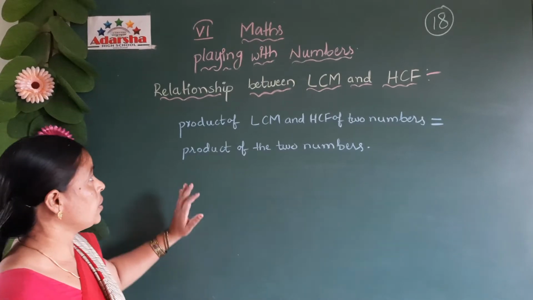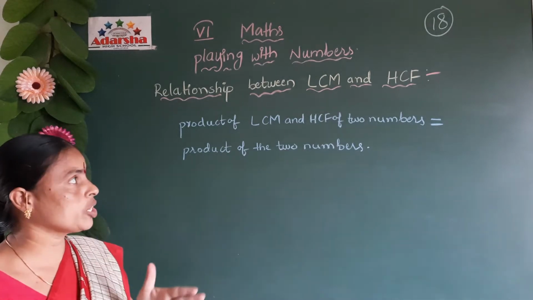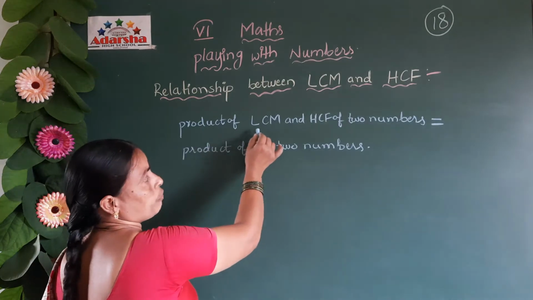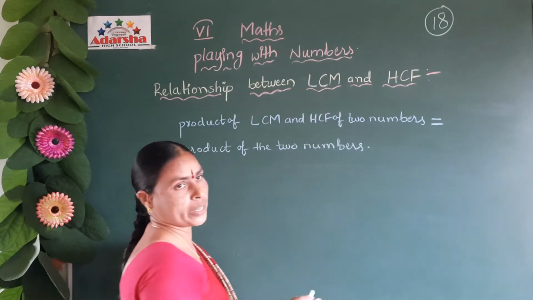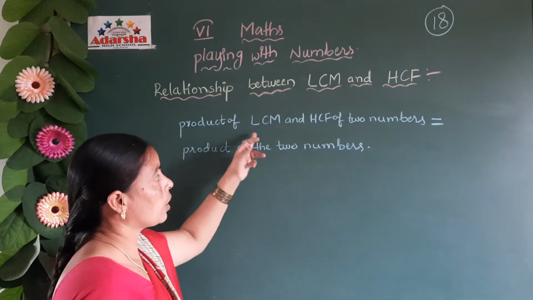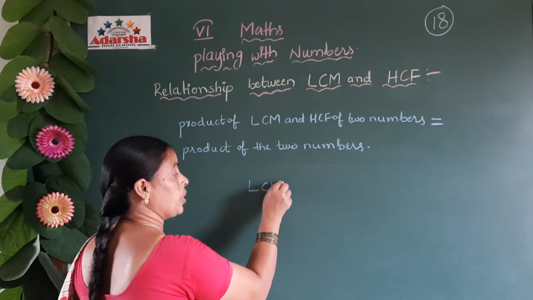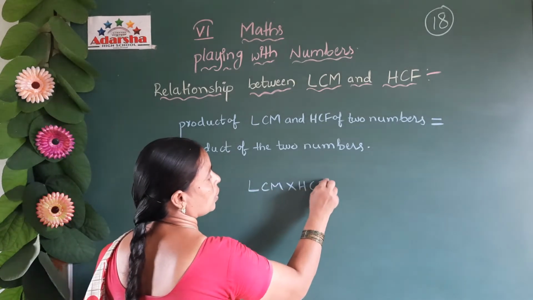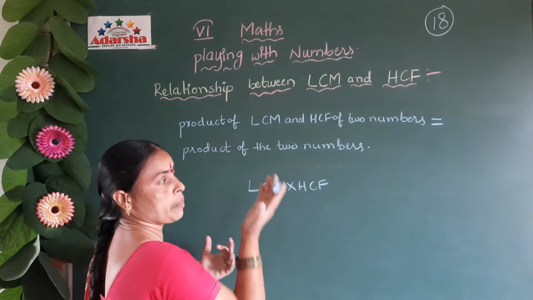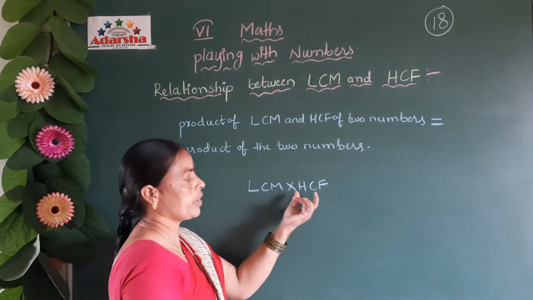Children, here it is: the relationship between LCM and HCF. The product of the LCM and HCF of two numbers is equal to the product of the two numbers. Product means you have to multiply LCM and HCF.